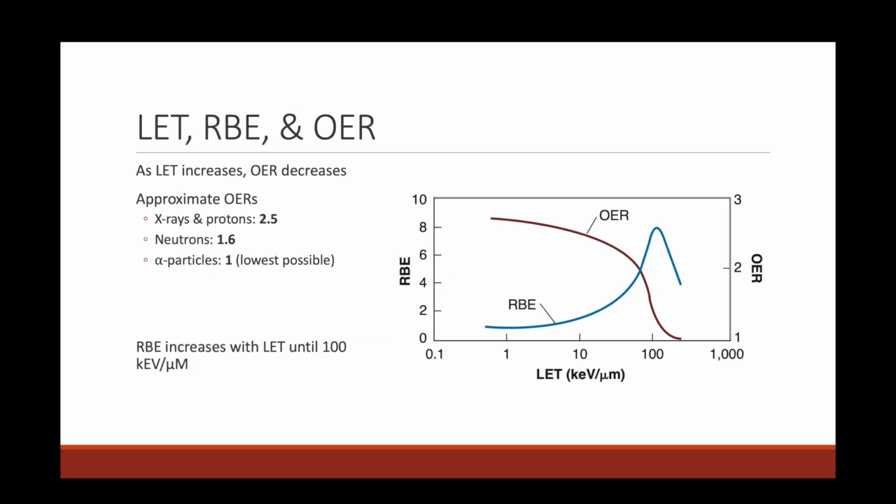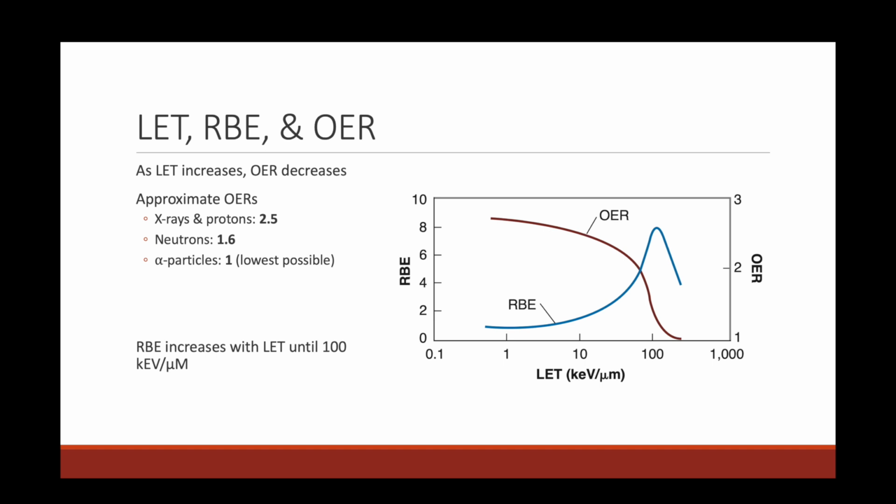So this slide, I think, has the biggest takeaways that you need to remember from this talk, which is the connection between LET, OER, and RBE. So as LET increases, OER decreases, and we already talked about why. Approximate OERs for X-rays and protons are about 2.5, also for gamma rays around 2.5. For neutrons, it's around 1.6, and then for alpha particles, it's 1, which means there's no OER, there's no enhancement from oxygen. That's the lowest possible OER that you can get. When there's no enhancement from oxygen, the OER is 1, and that's what we see for alpha particles.